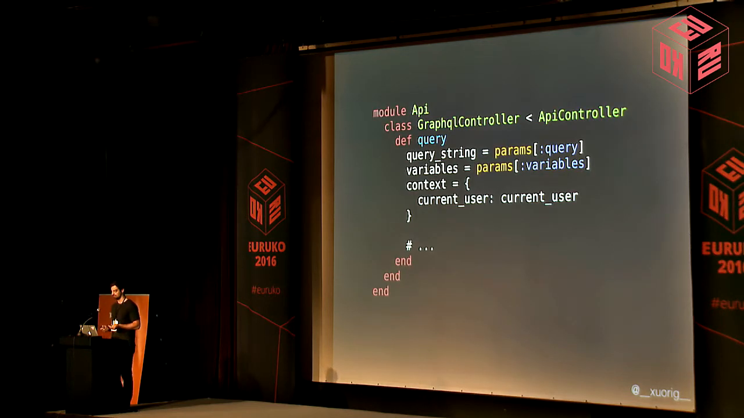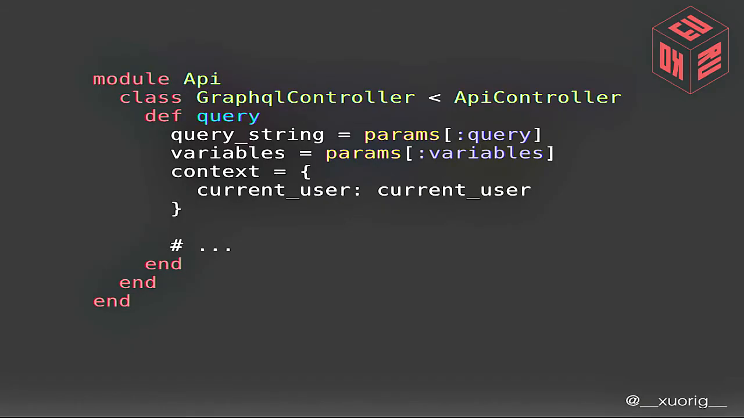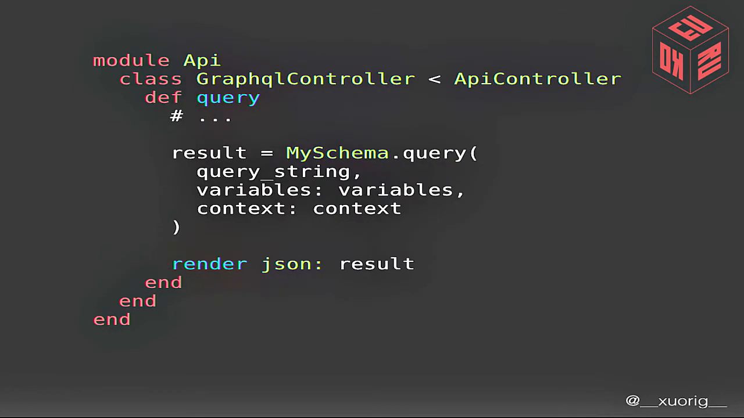We'll need 3 things, right? The query string, which will contain our query. Variables, that are any variables we're going to pass to our fields. And the context object I was talking about. And with these 3 things, what we're going to do is simply tell our schema to give us a response. It's very simple.